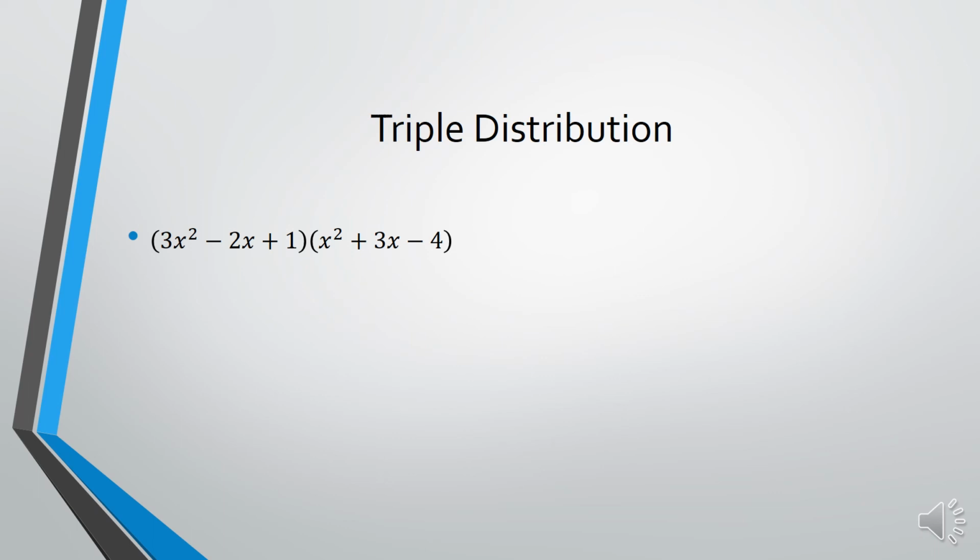And now let's do one that actually has triple distribution. So we're going to have to distribute 3 times. First, I'm going to distribute my 3x squared. Okay, so I'll distribute that and get 3x squared times x squared plus 3x squared times 3x minus 3x squared times 4.